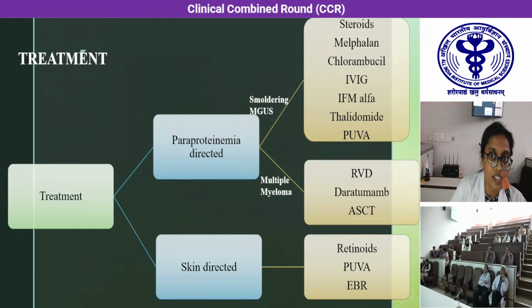The treatment option depends on whether it is scleromyxedema without paraproteinemia or with paraproteinemia. Usually, without paraproteinemia, the skin-directed therapy includes retinoids and PUVA therapy. Paraproteinemia-directed therapy includes IVIG, a bortezomib, lenalidomide, dexamethasone combination, or stem cell transplant.